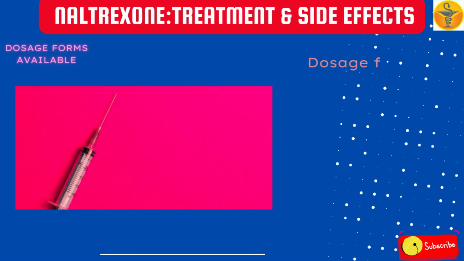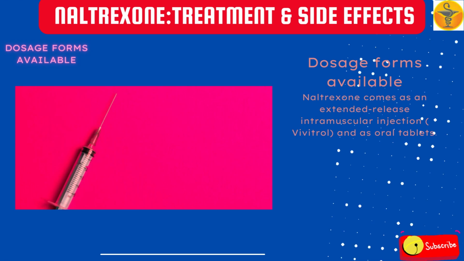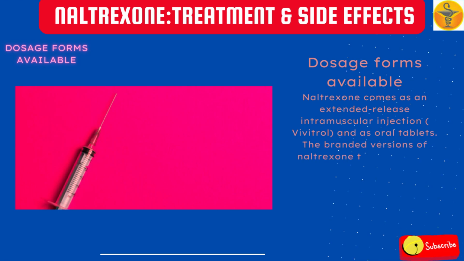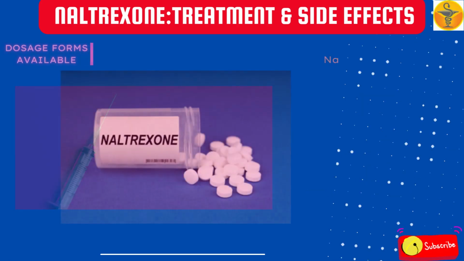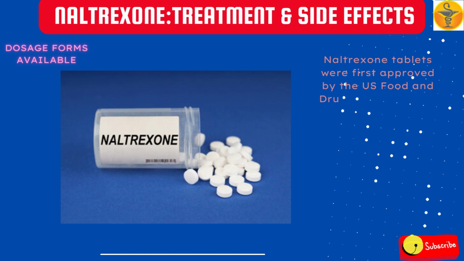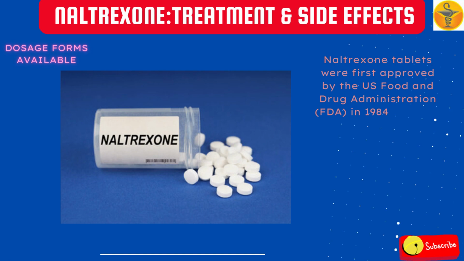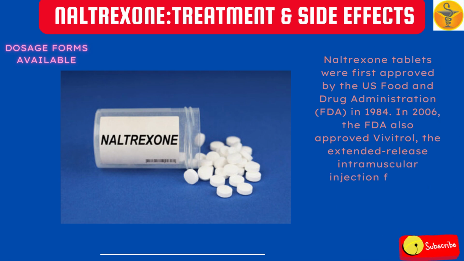Dosage forms available. Naltrexone comes as an extended-release intramuscular injection, Vivitrol, and as oral tablets. The branded versions of naltrexone tablets, Revia and Depade, have been discontinued, but generic versions are available. Naltrexone tablets were first approved by the U.S. Food and Drug Administration, FDA, in 1984. In 2006, the FDA also approved Vivitrol, the extended-release intramuscular injection form of naltrexone.